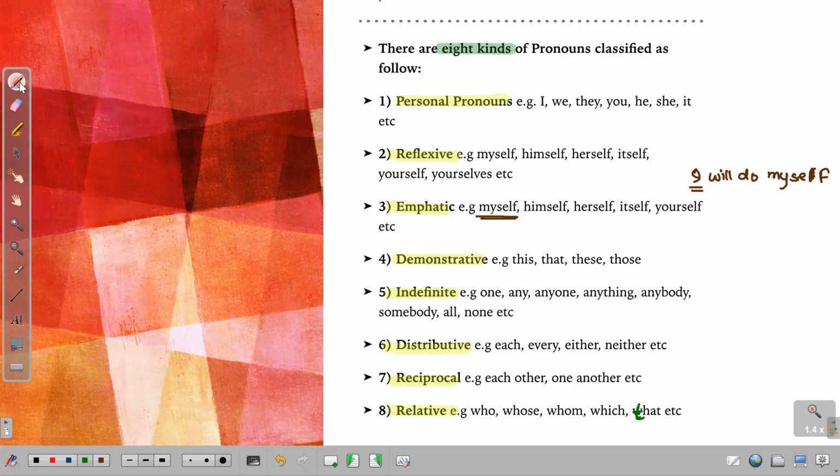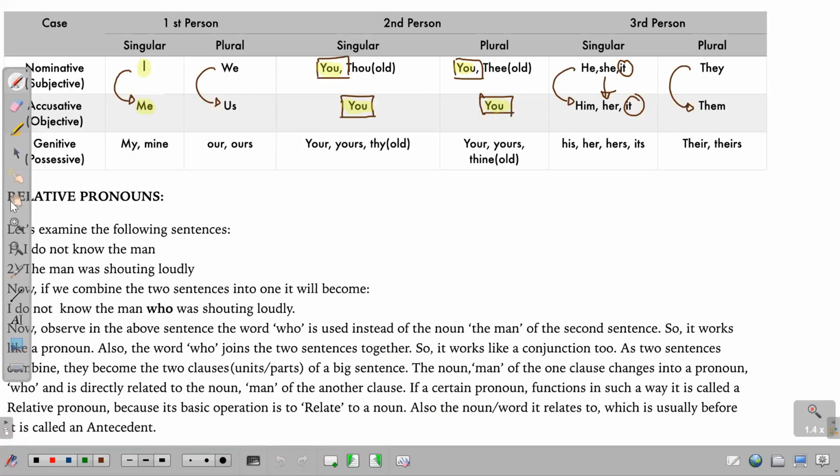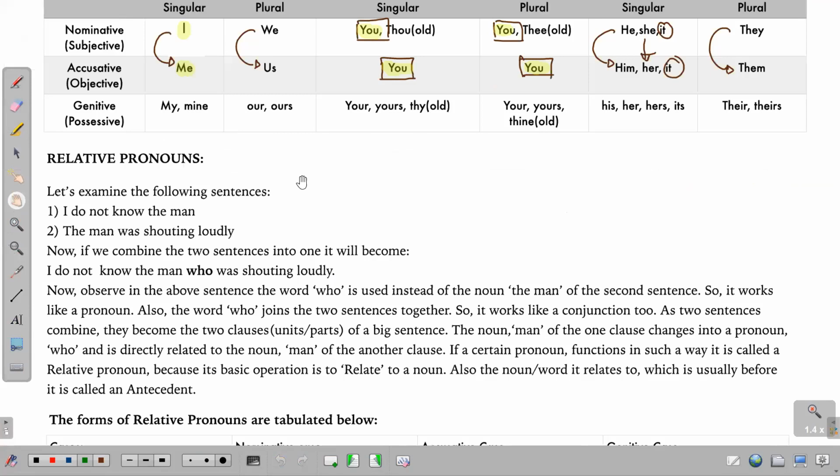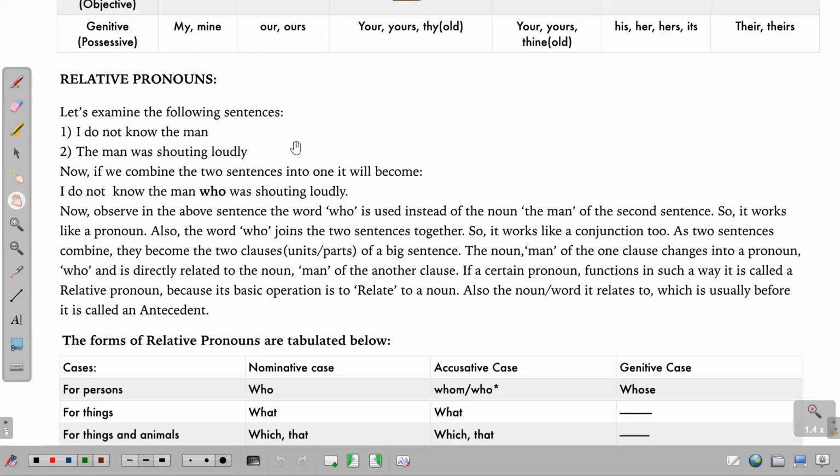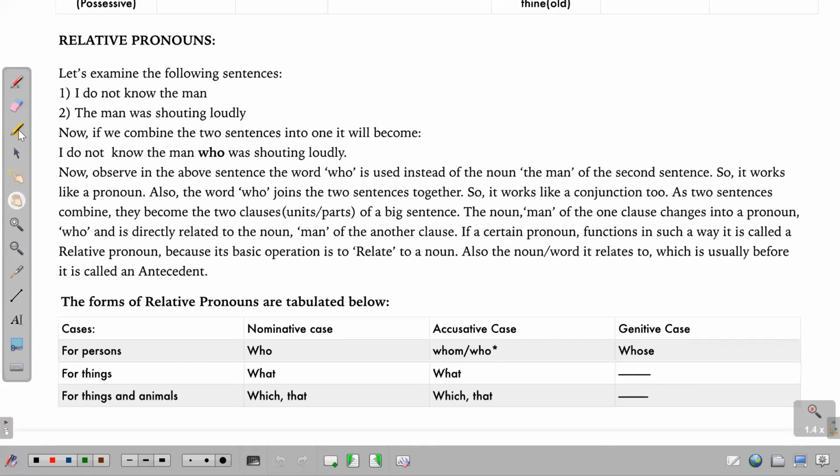Okay, so these are the relative pronouns, and relative pronouns are a very interesting aspect of our competitive exams. So let's examine relative pronouns. Why are they so special and why are they very frequently asked? Let's examine the following sentence: I do not know the man, and the man was shouting loudly.